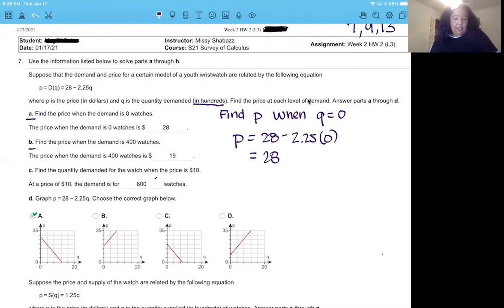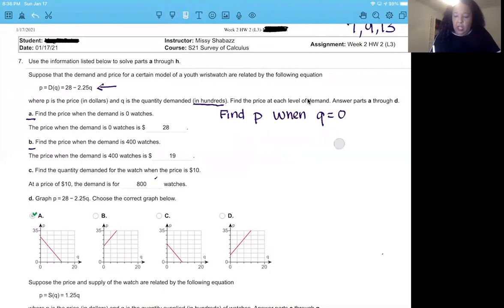Part B says find the price when the demand is 400 watches. Now let's just take a look. If I plugged in 400 there, that would give me some negative value for price. But remember, we said that the quantity demanded was in hundreds. So our value for Q is not 400, it is 4. So we want to find P when Q is 4.